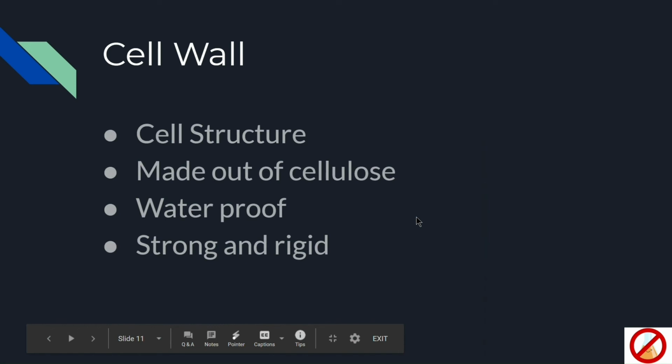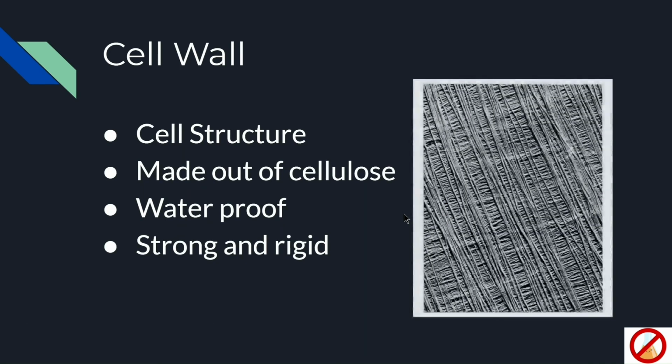And this is because of the cell structures and of this material cellulose, which is right here. You can see it forms kind of like a fibrous layer, which actually strengthens the cell.